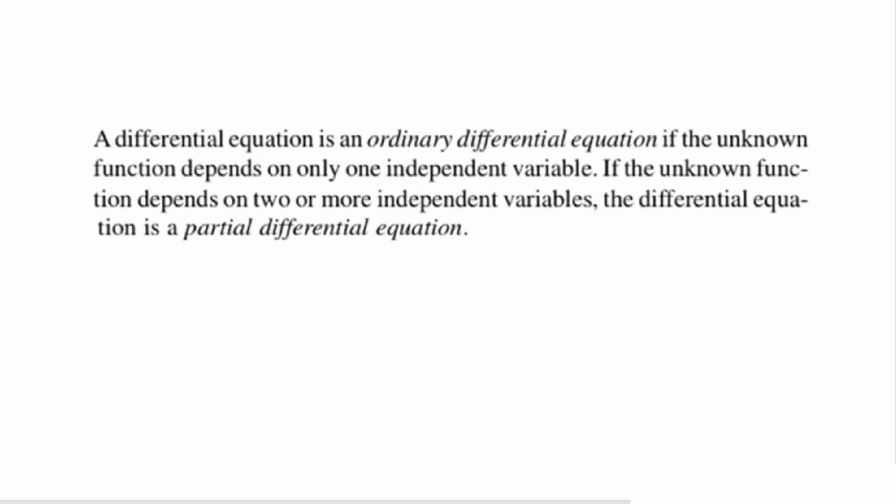A differential equation is an ordinary differential equation if the unknown function depends on only one independent variable. If the unknown function depends on two or more independent variables, then that differential equation is a partial differential equation. So that's the difference between the two types of differential equations, which are ordinary differential equation and partial differential equation.